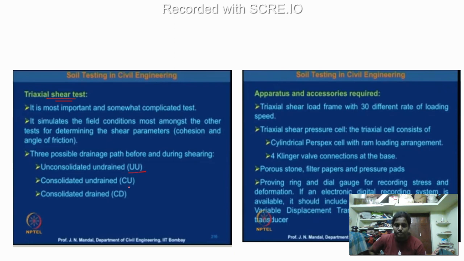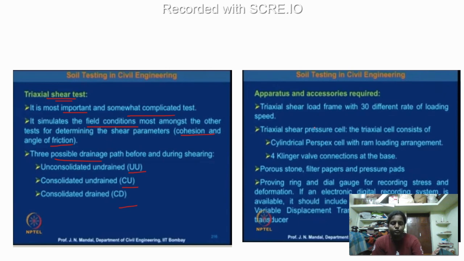So UU, CU, and CD, these are the three possible drainage conditions, and the three possible tests in your triaxial test. It is the most important and somewhat complicated test. I don't see it as a complicated test. It takes some time, for the sample preparation and the connections, everything. Other than that, it is a very easy test. It simulates the field condition among the other tests for determining your shear parameters, that is C and phi.